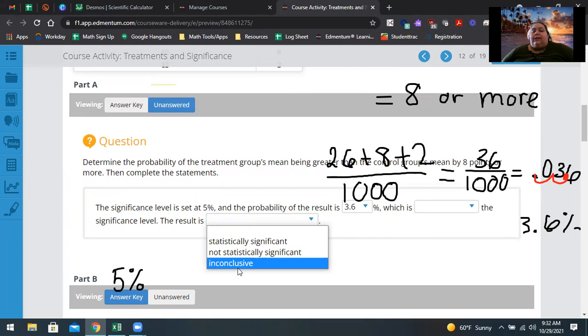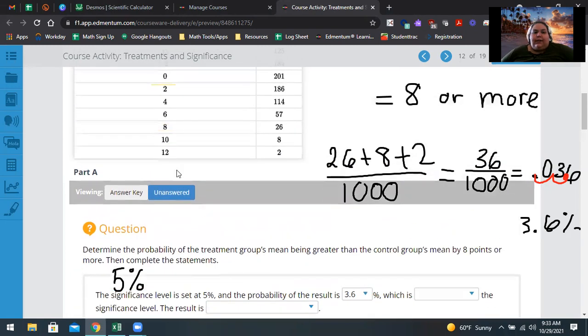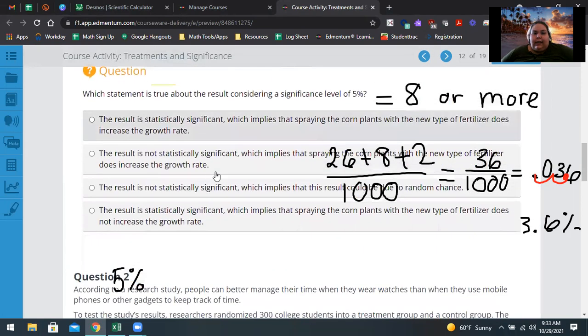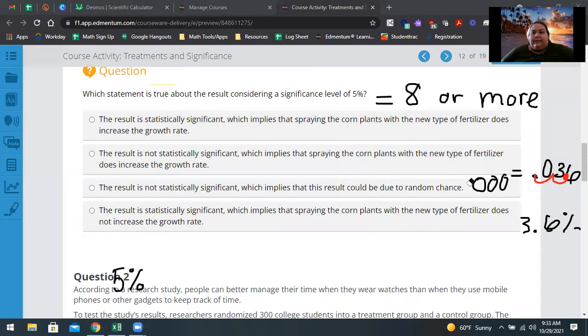After that, the option is whether it is considered significant, not, or inconclusive. Well, there's only technically 2 options there. It's either statistically significant or not, because when it's less than 5%, we choose yes, it is. When it is more than 5%, it's considered not. So go ahead and enter your answers there for part A. You should have already agreed that 3.6 is less than 5%, so it is statistically significant because it is less than the 5%.